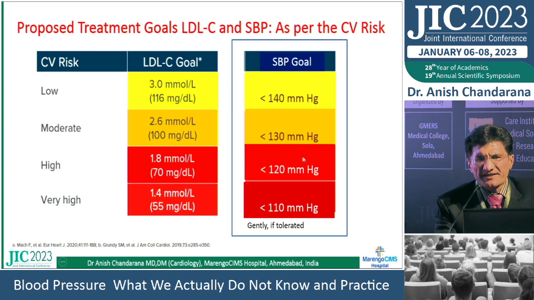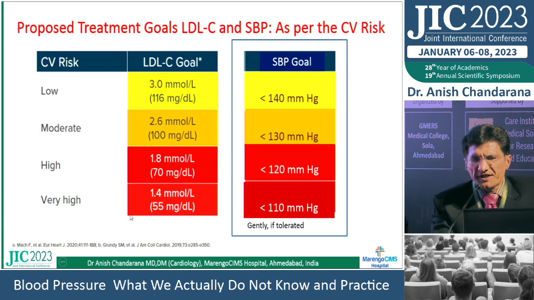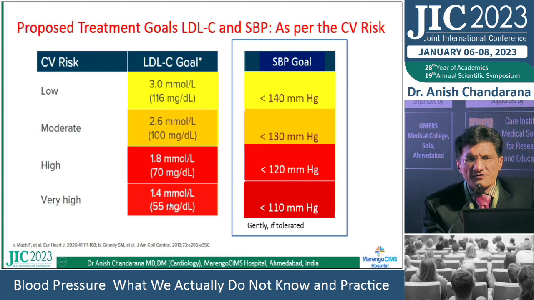What I'm expecting in future, these are the guidelines about LDL cholesterol: those people who have low risk of future event, your target is 115. While those people whose risk for future event is very, very high, meaning those who have recurrent MI, recurrent events, their LDL target is 50.